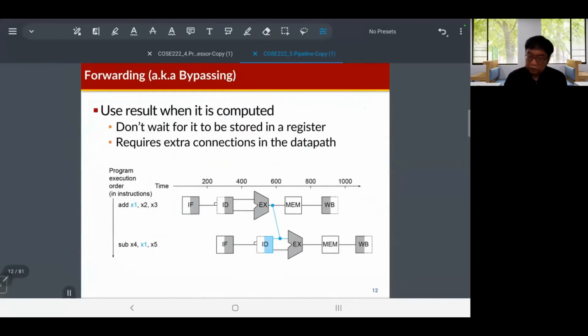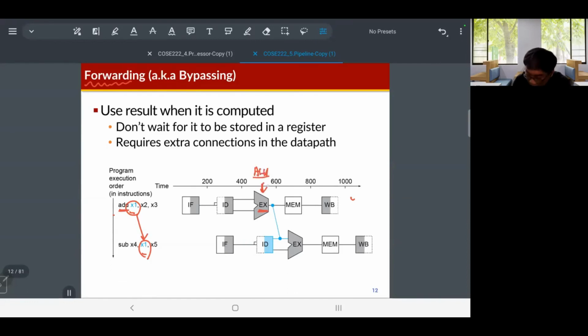We can solve this performance degradation with data forwarding. Data forwarding means that these are the required steps for this add instruction. The sub instruction requires the data from the add instruction. In this example, the register number is the same. But at the execution stage, the result of this add instruction is calculated by the ALU.